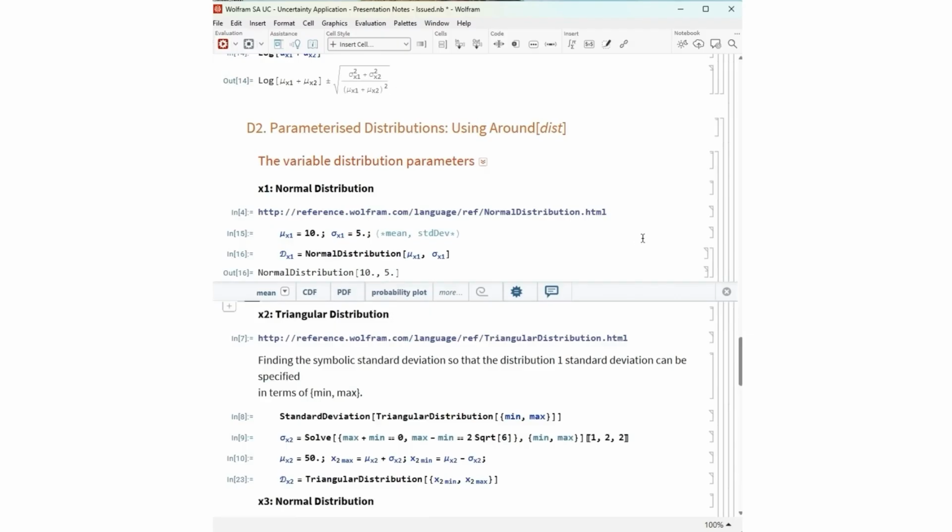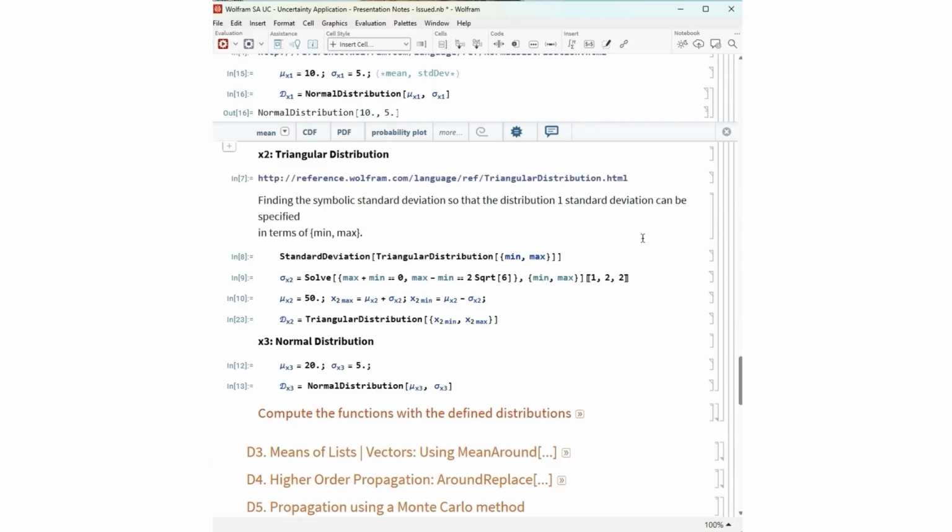We can also define a triangular distribution with parameters min and max. Because I want to define the standard deviation in terms of min and max, we can go and find out what the min and max value should be to represent the standard deviation like this.